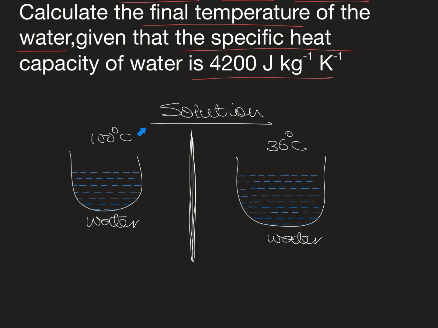So in short, the water that is at 100 degrees Celsius will eventually lose heat in order to increase the temperature of water that is at 36 degrees Celsius. So the temperature of water that is at 36 degrees Celsius is going to increase to attain a stable equilibrium temperature. Okay, so we call that temperature theta 2. Always remember, the hot object will always lose heat. The object with the lower temperature will always gain heat. So this is how heat is transferred until equilibrium is attained.